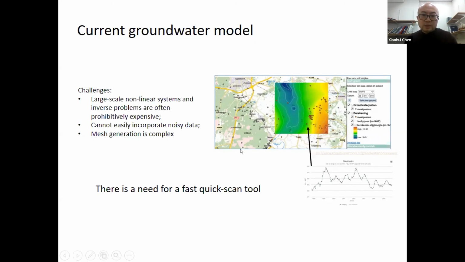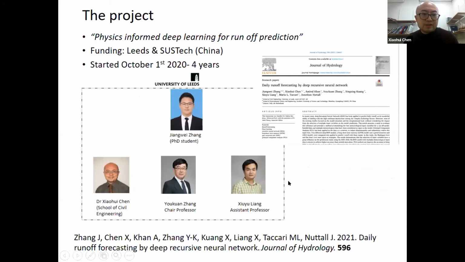For groundwater pollution, we have adopted this image process, and we obtained some results which we are going to submit for publication shortly. Another project is physics-informed deep learning for runoff prediction, and we are trying to engage surface water and groundwater together. So this is about the runoff prediction. This paper was led by our PhD student Xiaohui, and we are in collaboration with CESTEC. We have colleagues over there, and we got one paper published in the Journal of Hydrology this year.